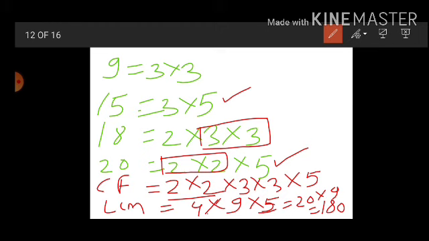Understood students? So we can't multiply like that. You take the prime common factors: 2 2s are 4, 3 3s are 9, and then multiply by 5. So 4 5s are 20 and 20 9s are 180. Okay students, so our LCM is 180.